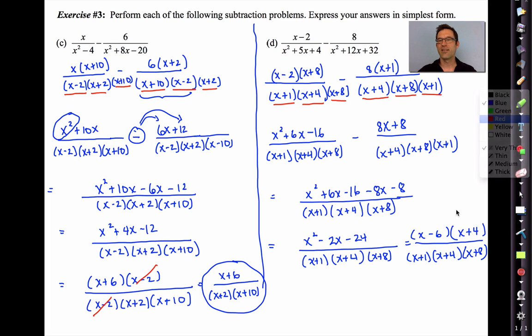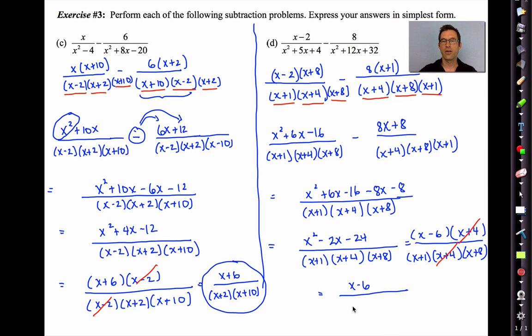Look at that. x plus 4 cancels x plus 4. And we are done. x minus 6 in the numerator, x plus 1 times x plus 8 in the denominator. Ooh-wee. Wow. Yeah, that was great. That made me feel good.